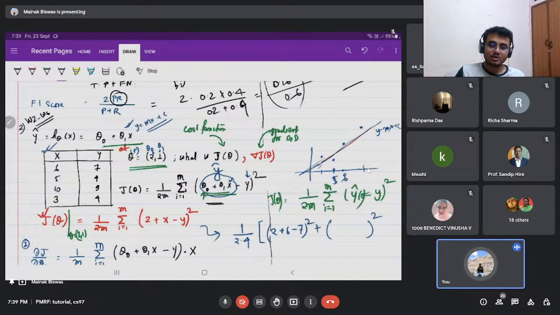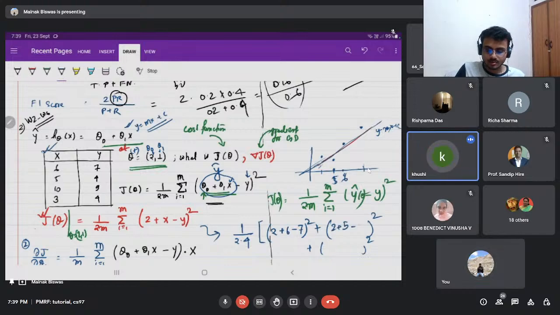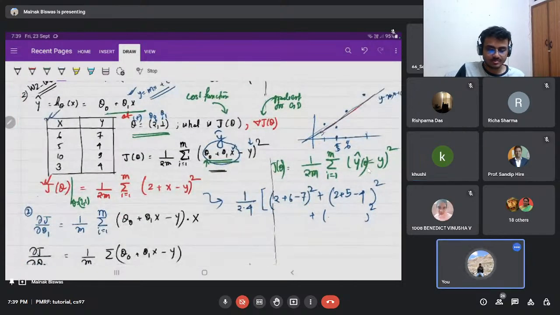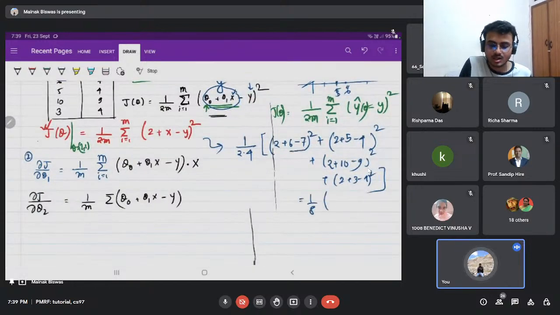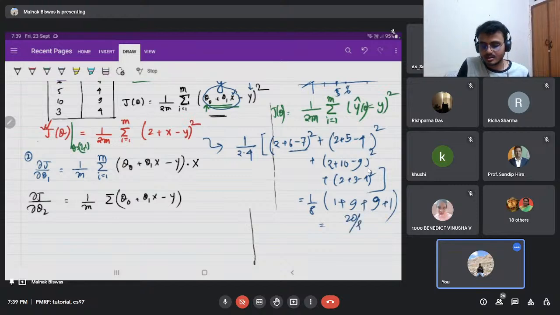So 2, 6, 7. Can anyone just prompt the second term? 2 plus 5 minus 4. Correct. Someone else with the third term? 2 plus 10 minus 9. Correct. So you have understood. And the last term is 2 plus 3 minus 4. I'll not do the calculations, or let's do it, just for the sake of completeness. 1 by 8, this is 1 minus 1. So 1 plus 9 plus 1 plus 9 plus 1. So it's 20 by 8, which is equal to 2.5.